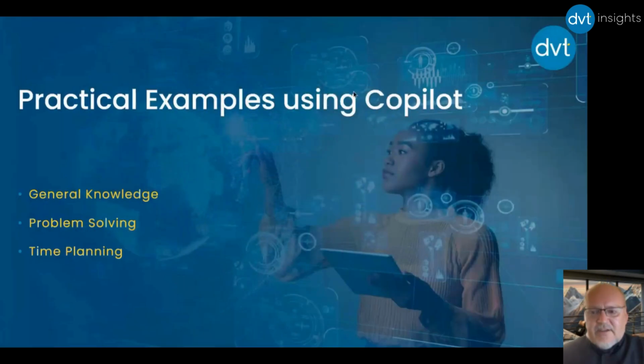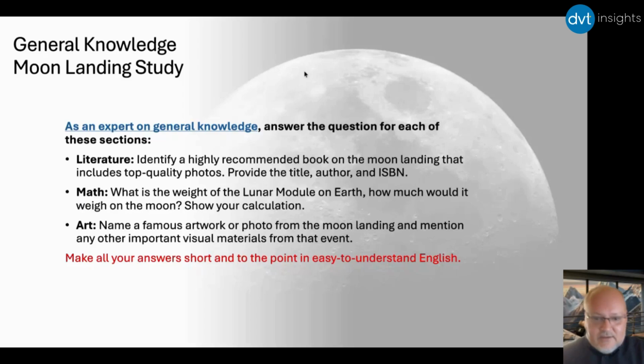Now we're going to look at practical examples. I've just picked 3 straightforward examples. They show you the general knowledge capabilities, problem solving, if you want to use it for problem solving, and time planning. The first one is the moon landing. People said, Anton, don't pick controversial topics, but I think it's okay. Let's see if you believe it.